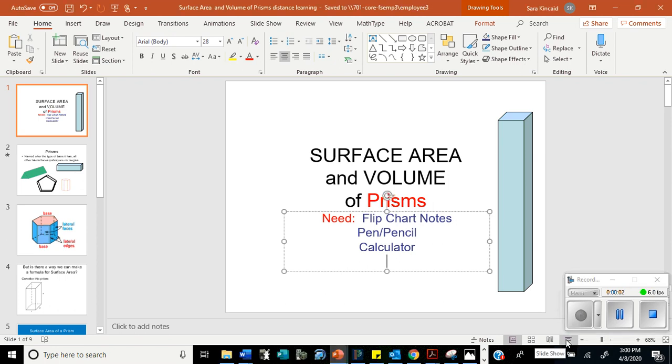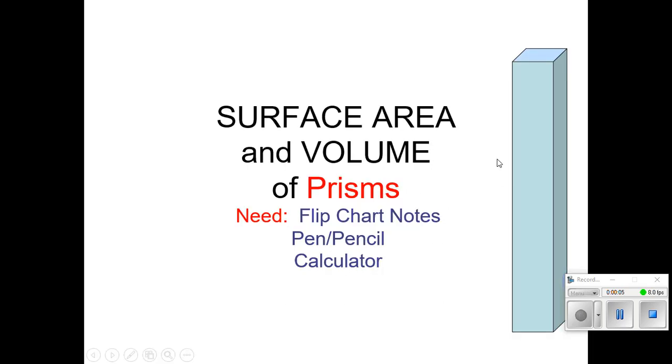Hello, ladies and gentlemen. We are venturing into the world of three-dimensional solids. So it's time to go 3D and talk about some more formulas, things that you would need to use if you're going to try to find the surface area or the volume of something called a prism.